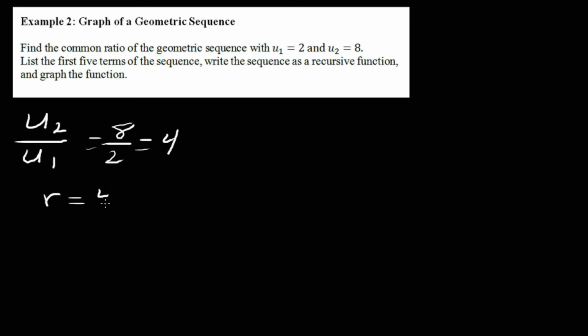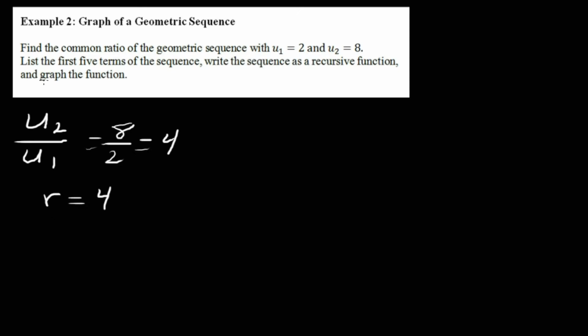So in this example, we're going to start with the first 2 terms of a geometric sequence, and then we're going to find the first 5 terms after finding the common ratio, and then write the sequence as a recursive function, and then we'll look at the graph of the function. So to start, to find the common ratio, we just need to take u sub 2 and divide that by u sub 1. So that's 8 divided by 2, which gives us 4. So we know that our common ratio is 4.